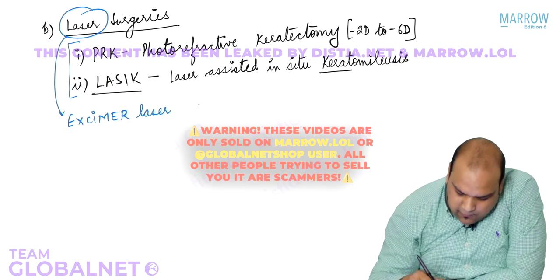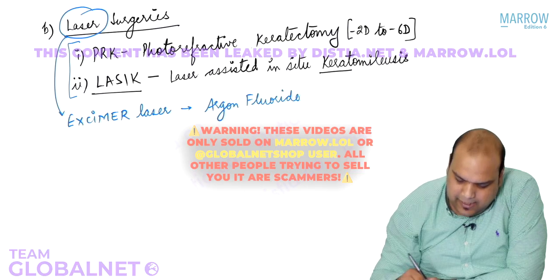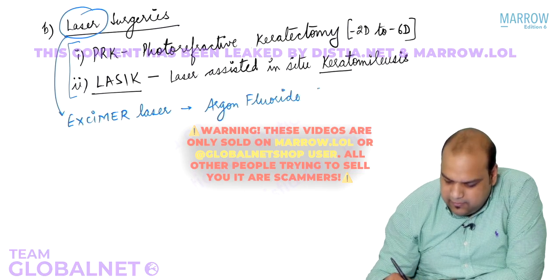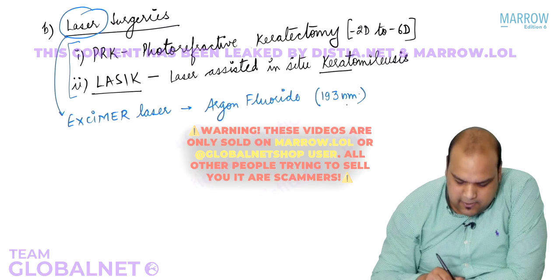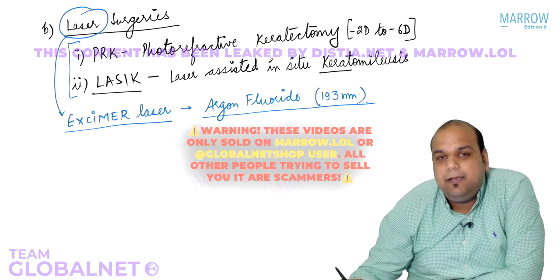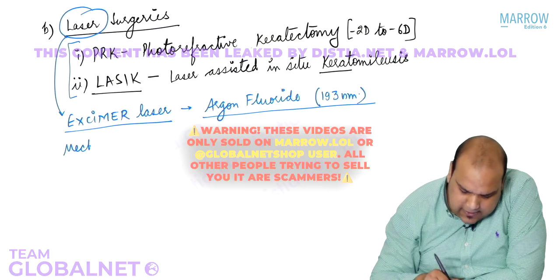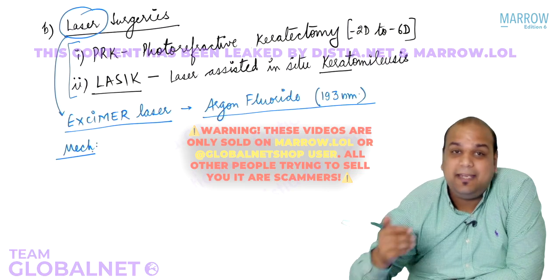Okay? So what we use is argon fluoride, ArF, with a wavelength of 193 nanometers. Okay, so excimer laser is the name of the laser. The compounds used are argon and fluoride, and the wavelength is 193 nanometers. Now the question comes into my mind, just like all the other lasers I have discussed, what is the mechanism?